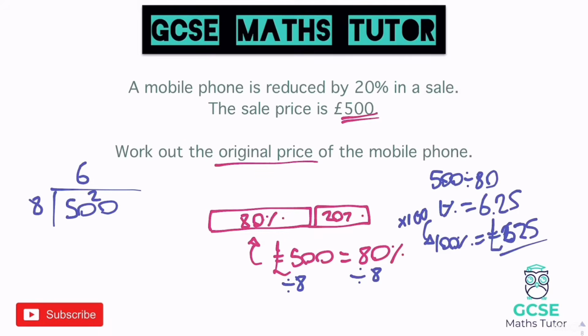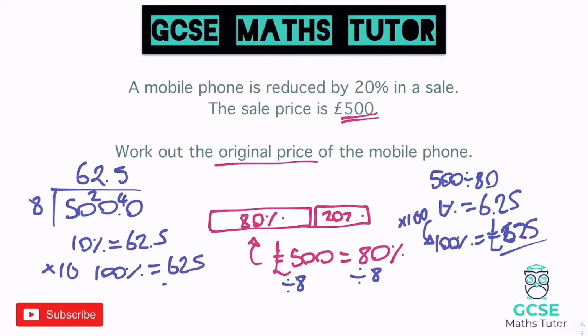It would go into 20 twice up to 16 with a remainder of 4, so we'd have to carry that over. And then 8 goes into 45 times, so we get that 62.5 as 10%. So 10% is 62.5. And then we can times that by 10 to get back to 100%. And 100% there would be £625. So we get there either way, but that's two different ways of looking at a reverse percentage where we're looking for something in the past when there's a sale going on.